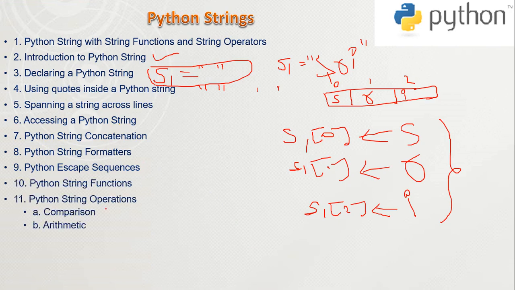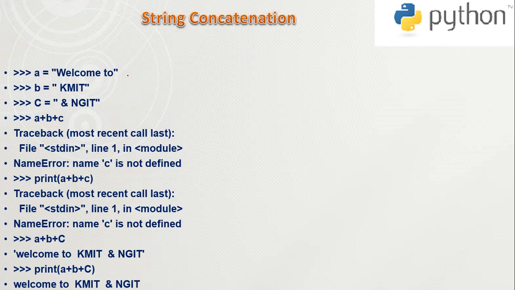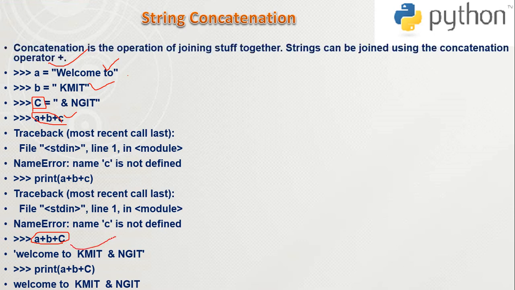So we can also format the strings. We will see string operations: comparison, arithmetic, membership, identity. Now in this, a simple one: A is equal to welcome to, B is equal to came. If I want to concatenate, this is a string, this is also a string. This is giving an error because the C here is in lowercase, so I should use uppercase only, otherwise it gives an error. If I use A plus B plus C, this is a concatenation. Strings can be concatenated, while numerical values will be added. That's why it is concatenating three strings.